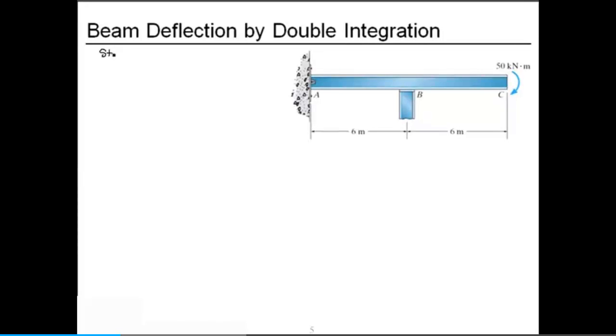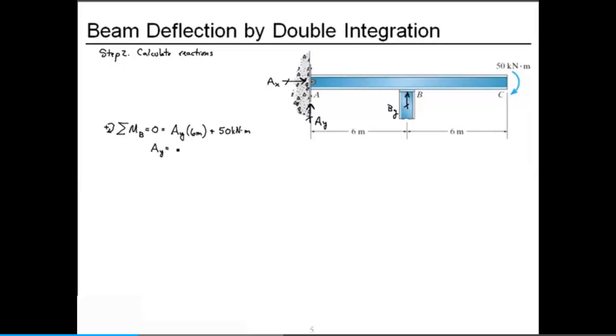Now let's calculate reactions, because we'll need those in order to construct our equations for moment. We'll have a vertical reaction AY, vertical reaction BY, and a horizontal reaction AX. Let's sum moments about point B. I can choose the direction to be positive, so I'll choose clockwise as positive, because then my unknown vertical reaction at A contributes a positive moment, and my applied couple moment is also positive.